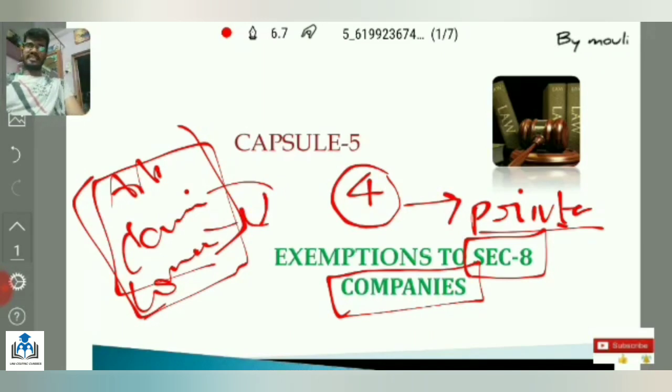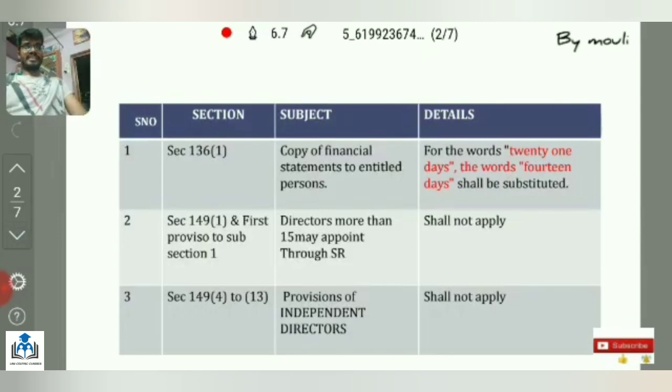As it is for charitable purposes, our government has given some exemptions to Section 8 companies, that is, they are not required to comply with particular sections while doing their business activities. The main objective is charitable purposes, right? Going to our main topic, the first exemption, coming to Section 136(1).